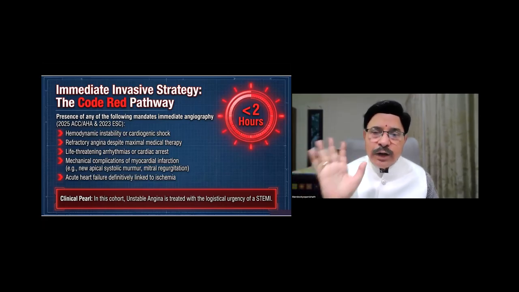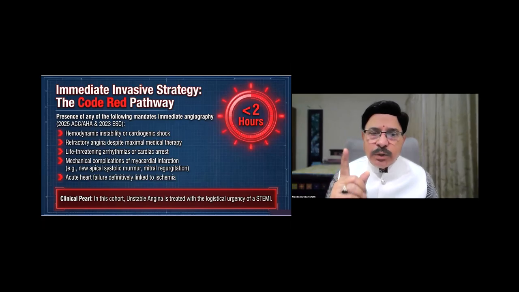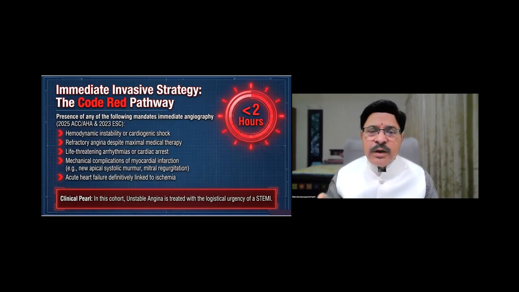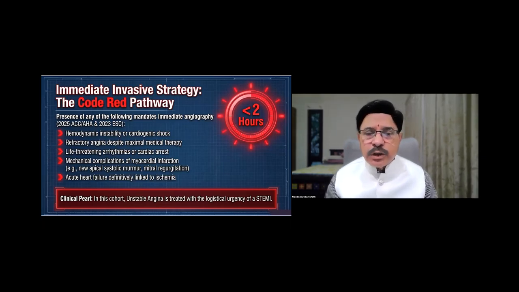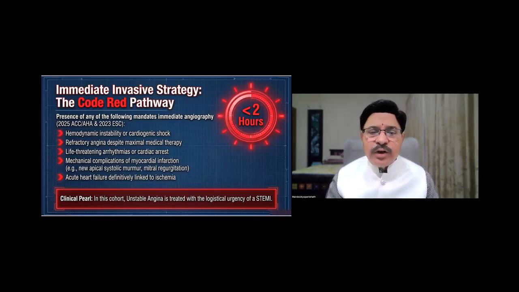This is code red. What are they? Hemodynamic instability, cardiogenic shock, refractory angina despite maximal medical therapy, life-threatening arrhythmias, cardiac arrest, mechanical complications like apical systolic murmur, mitral regurgitation, acute heart failure definitively linked to the ischemia.